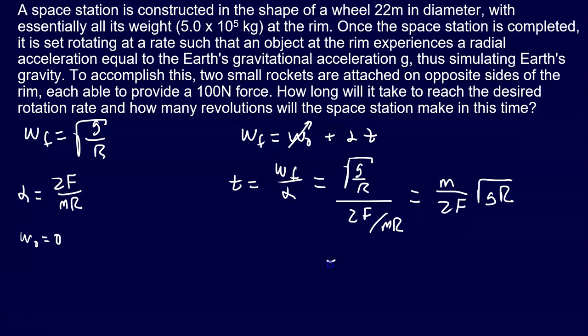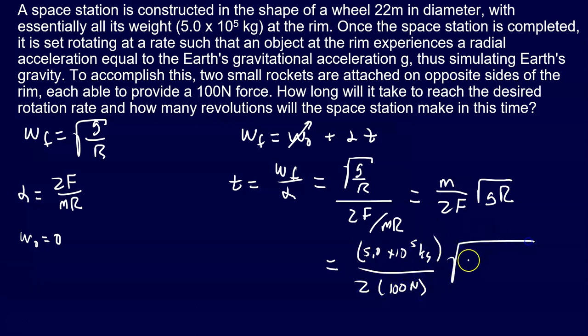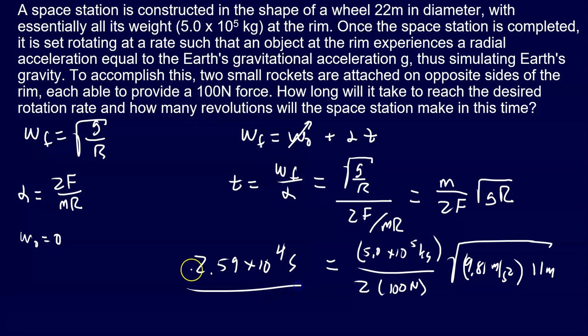Then I just plug in the numbers. The mass is pretty big: it's 5.0 times 10 to the 5th kilograms. So that's it for the mass. 2 times the force, the force is 100 newtons. And over here it's radical g, 9.81 meters per second squared, times that r of 11 meters. When I went through and calculated this, I got 2.59 times 10 to the 4th seconds. So that's the first thing we're looking for, the time.